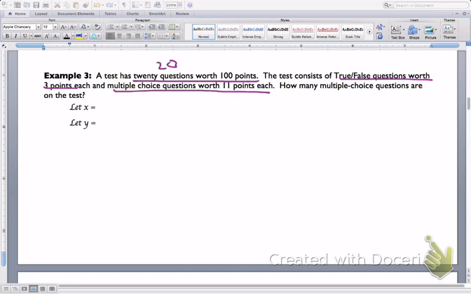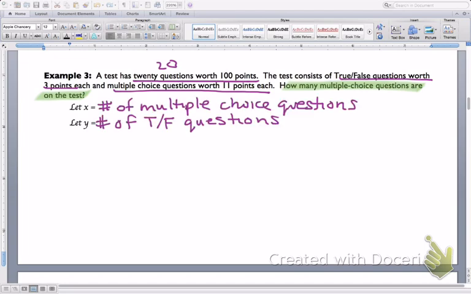Now, what are we being asked to find? How many multiple choice questions are on the test? So one of my variables needs to be how many multiple choice questions are on the test, and the opposite would be how many true-false questions are on the test. So I'm going to let X represent true-false and let Y equal multiple choice questions. So let's go ahead and write that out.